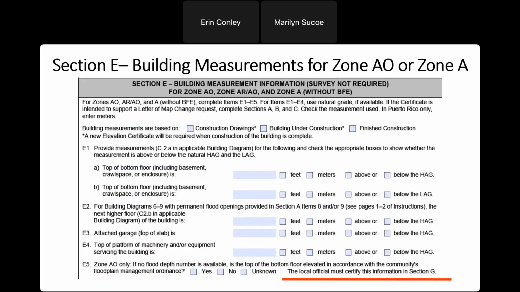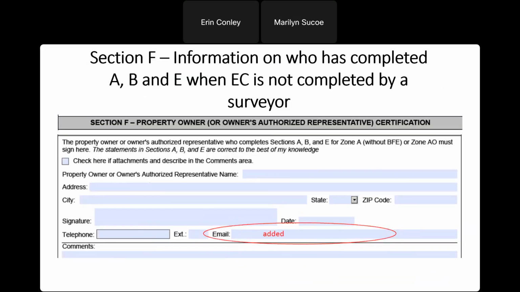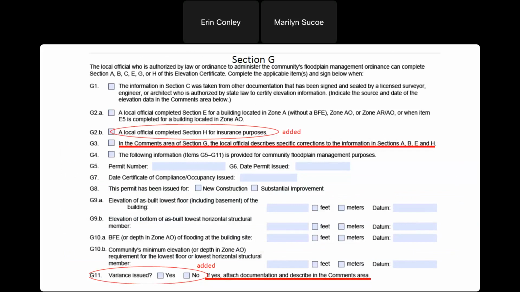Section E, I only have 6 minutes left, folks, so I'm not going to finish this, but Section E is, again, for AO or Zone A. This is where a homeowner can take the measurements using a measuring tape, and I'm going to show you an example of that. The local official must certify this information in Section G. So this goes along with Section E. This is where the homeowner or the homeowner's representative who took the measurements would provide their information.